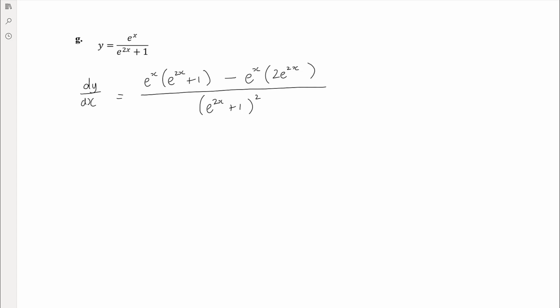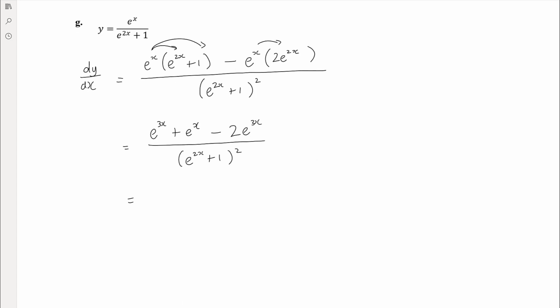Okay, let's just tidy up the numerator. So we're going to have, let's expand out the bracket. So e to the x times e to the 2x is e to the 3x plus e to the x. And then e to the x times 2e to the 2x, so we're going to get minus 2e to the 3x over e to the 2x plus 1 all squared.